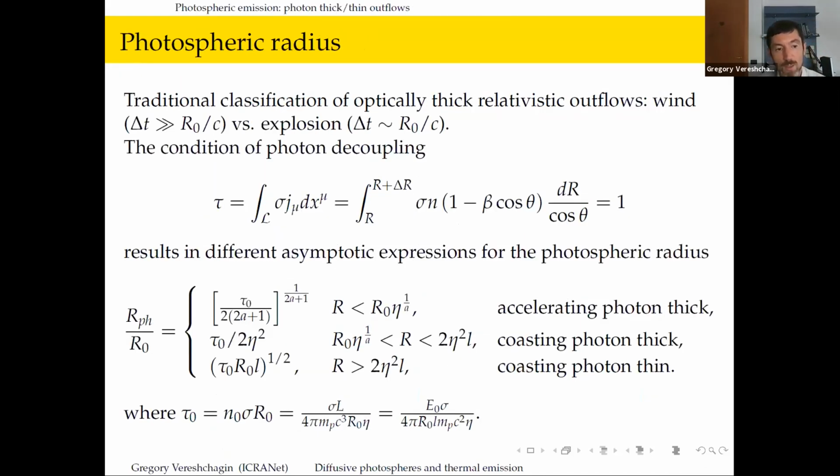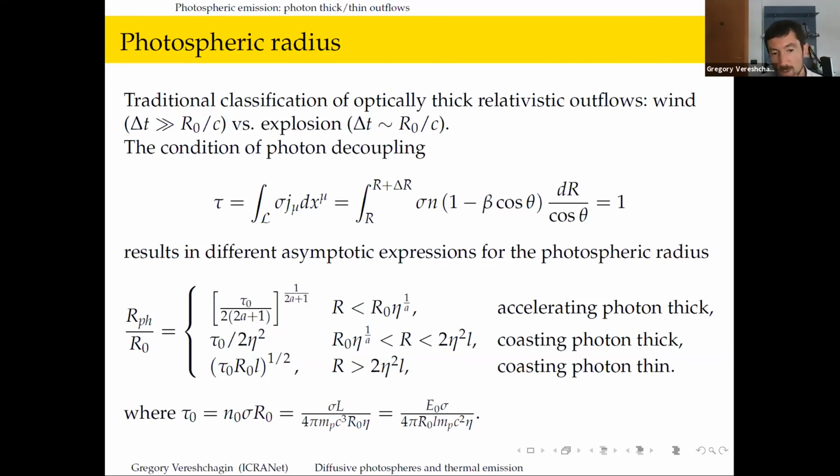Therefore, you can find the photospheric radius analytically from these assumptions, and you end up with basically three regimes: the accelerating case and the coasting phase. But the coasting phase can be split in two parts, and one of them is what we call the photon-thick regime, which is basically what people in the literature call the steady wind, right? Instead, there is an opposite limit, the so-called photon-thin case, where you can expect that the photospheric emission would look completely different. And here is where diffusion actually plays the main role.